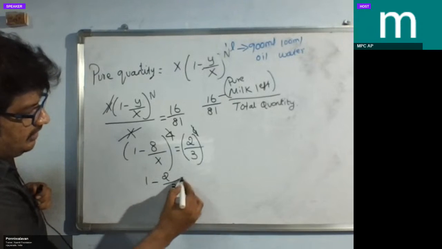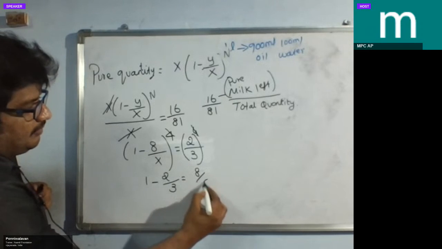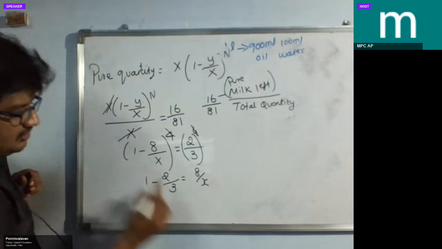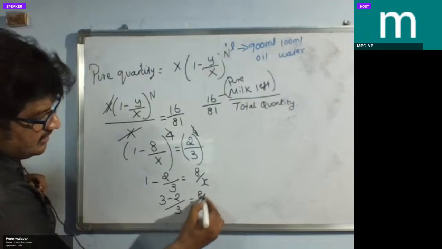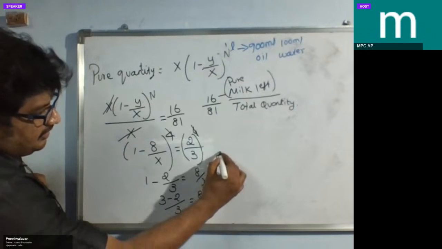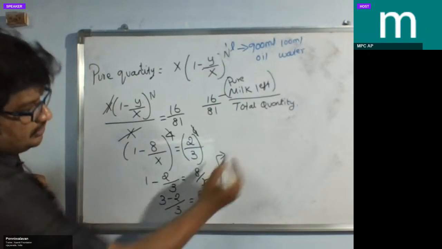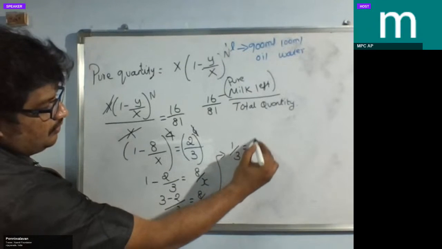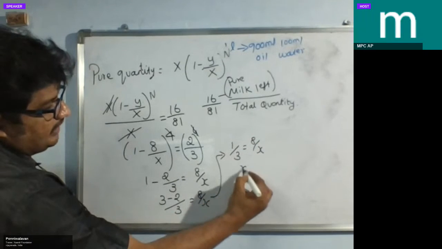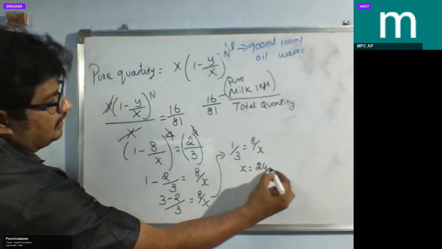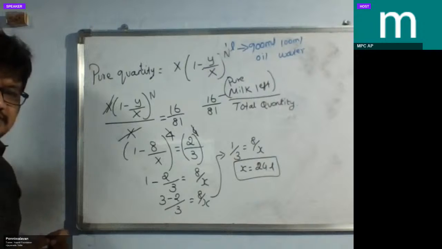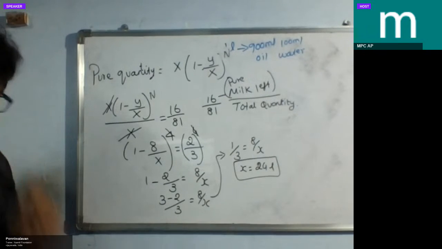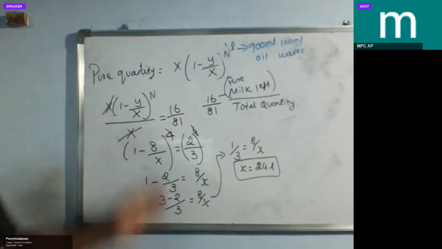2 by 3 equal to 8 by x. Solve this. 3 minus 2 divided by 3 is 8 by x. Bring here, so it is 1 by 3 equal to 8 by x. So x equal to 24 liters. Okay, this is the answer.